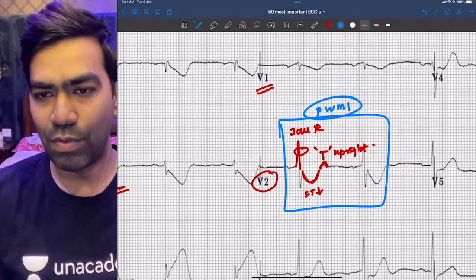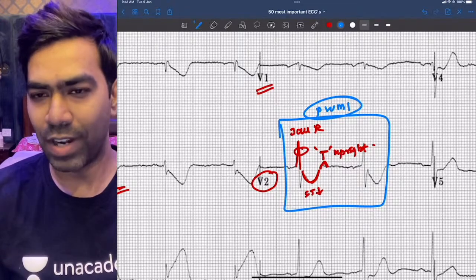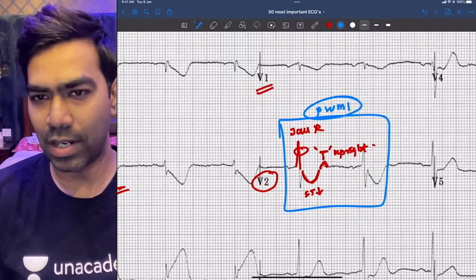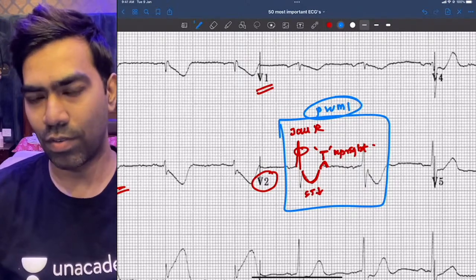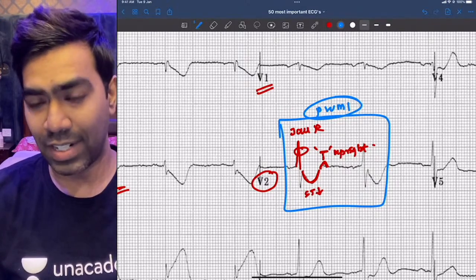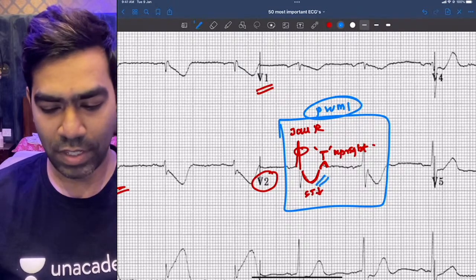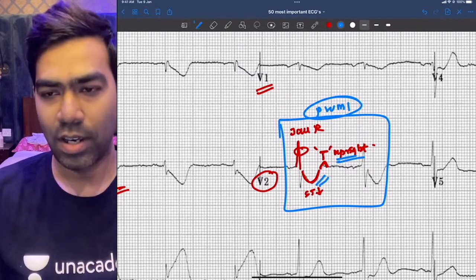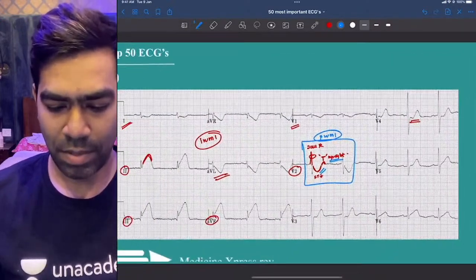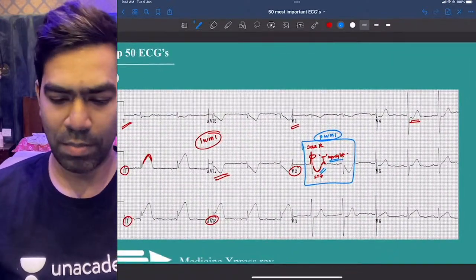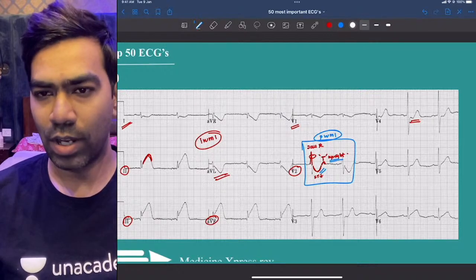So remember, in lead V1, V2, you never see a tall R wave. Whenever there is a suspicion of ischemic heart disease, and if you see a tall R wave in lead V1 or V2, it is very much suggestive of posterior wall myocardial infarction. The characteristic pattern of posterior wall MI is going to be your tall R wave with ST segment depression and your upright T wave. So remember, most of the times posterior wall MI will happen along with your inferior MI, but sometimes it can happen alone as well.